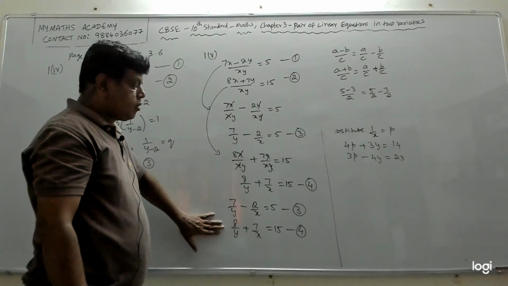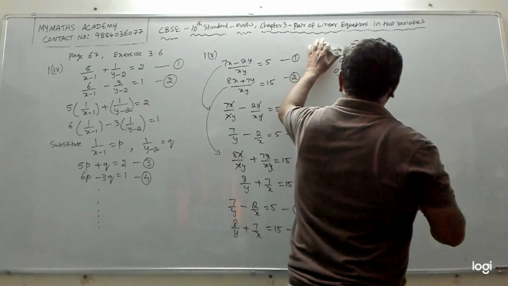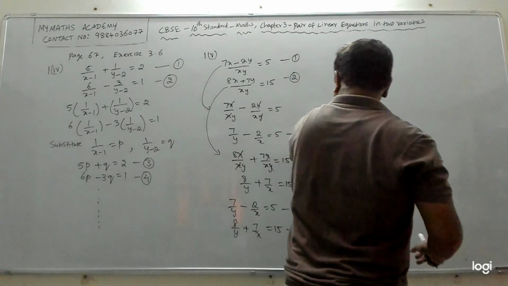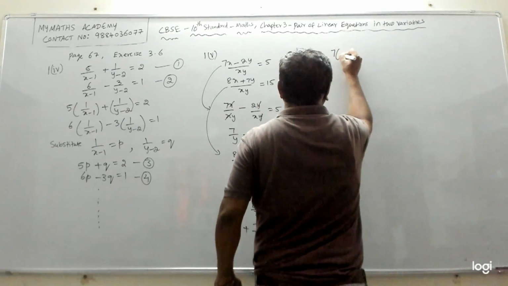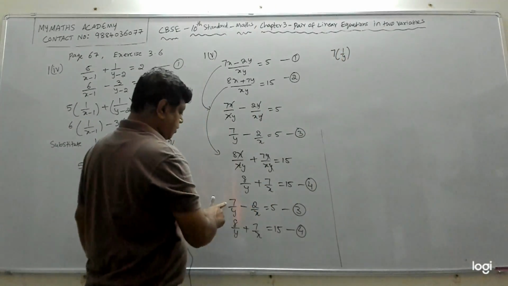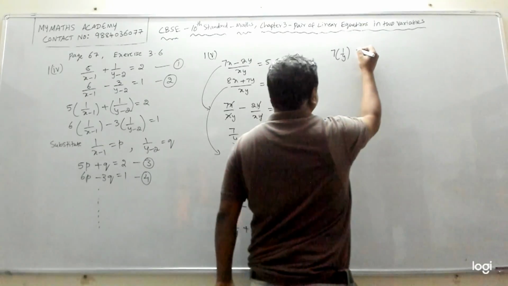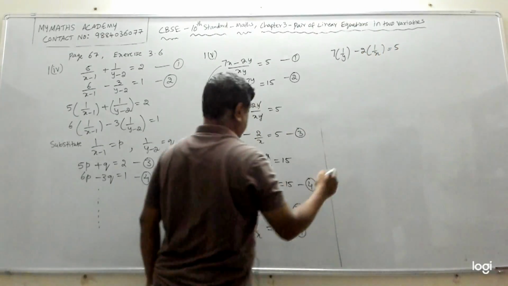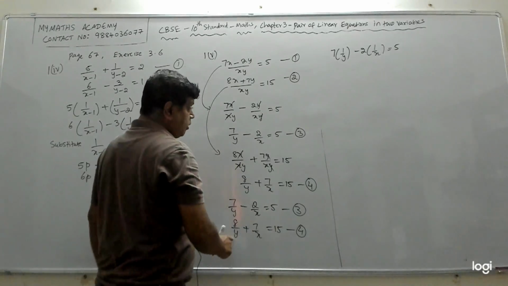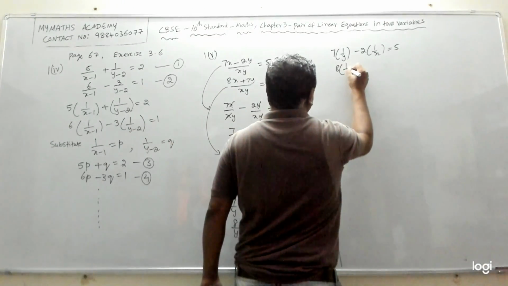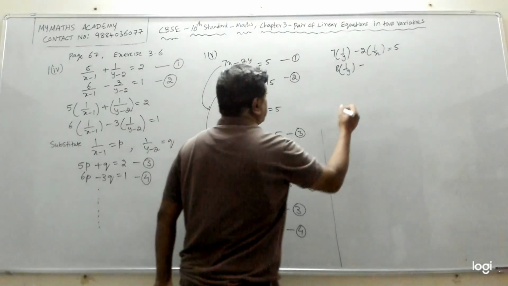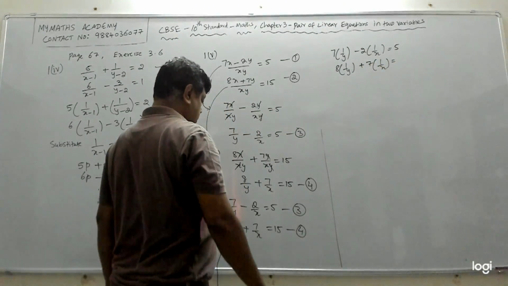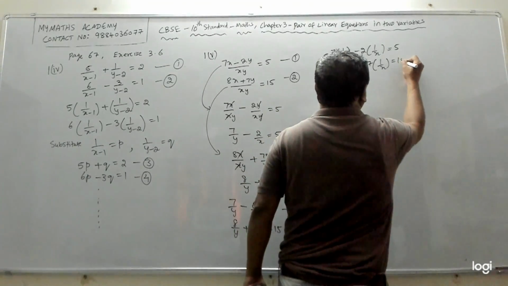Now here you can make the substitution, because 7 by y means 7 into 1 by y. So 7 into 1 by y minus 2 into 1 by x equal to 5. Again, 8 by y means 8 into 1 by y plus 7 into 1 by x equal to 15.